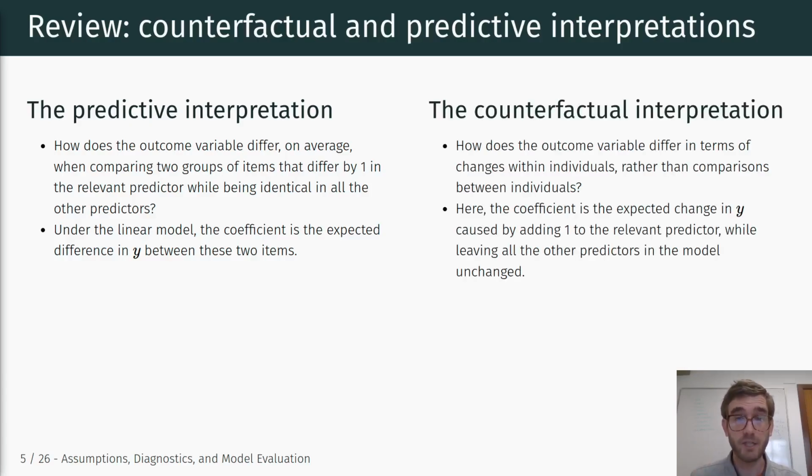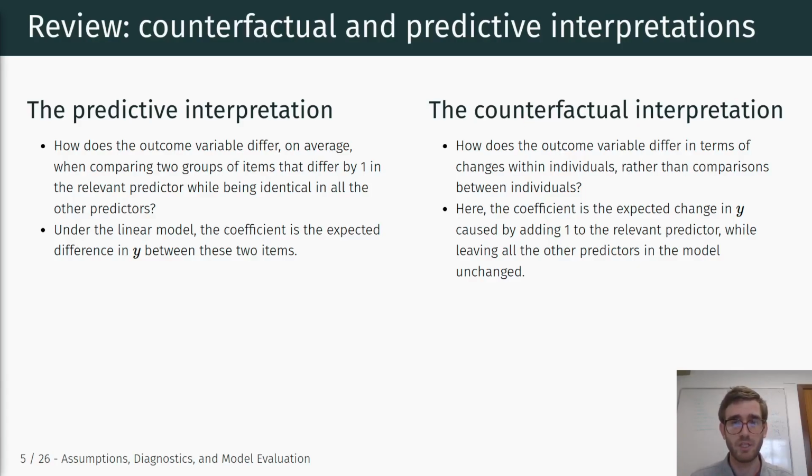And on the other hand, we have the counterfactual interpretation. And here OLS basically answers this question of how does the outcome variable differ in terms of change within individuals rather than comparisons between individuals, right? So here we're actually thinking about the effect of a variable if we increase, for example, a certain predictor by 1 unit for that specific observation, what effect would that have, right? And that's ultimately the types of questions that we ask when we're interested in causal inference, right? In this counterfactual interpretation, the coefficient is ultimately the expected change in y caused by adding 1 unit to the relevant predictor while leaving all other predictors in the model unchanged, right?